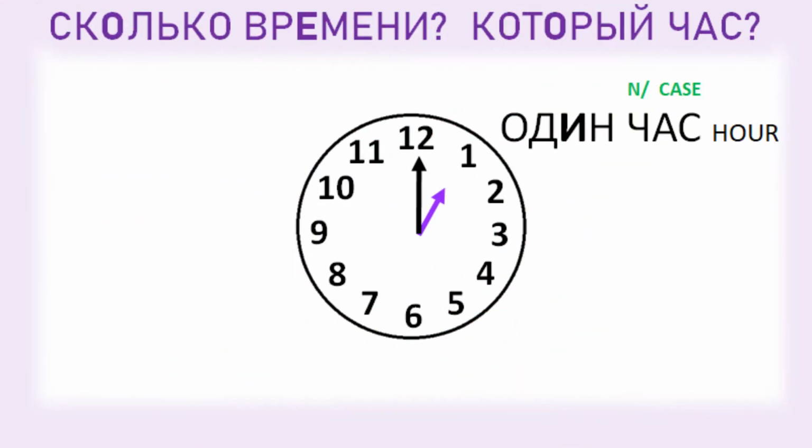To ask what time it is, use Сколько времени? Or, который час? Note that час is in the nominative case and is commonly used for one when you speak about time.